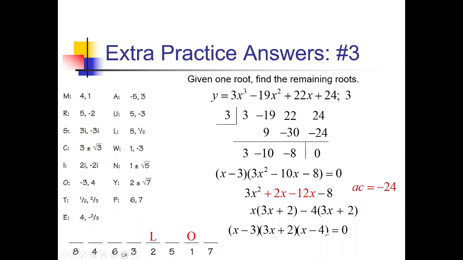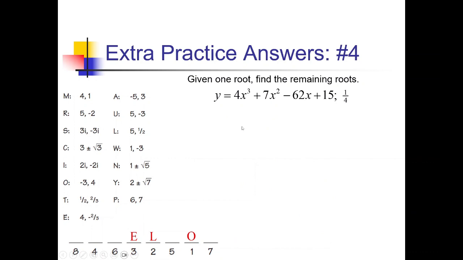Going through and setting these equal to 0, we have x equals 3 for that first one. For this next one, we subtract 2 and divide by 3, so negative 2/3. And then finally, we have 4 for this last parentheses. So my answers I'm looking for, negative 2/3 and 4. I see that right here next to E, so let's put that in spot 3.